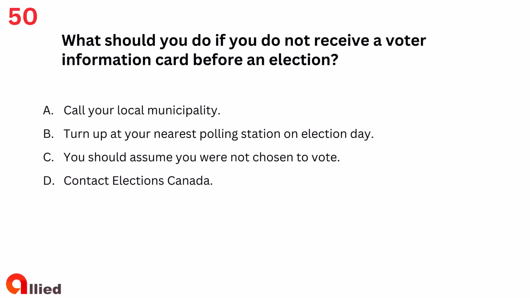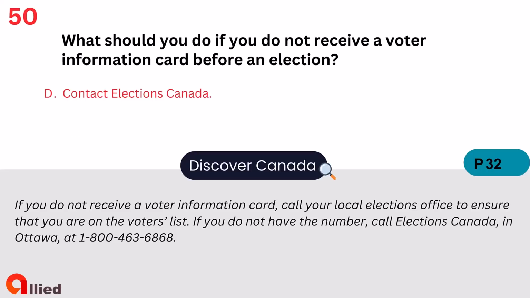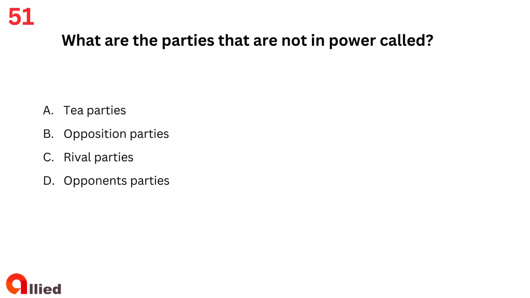Question 50. What should you do if you do not receive a voter information card before an election? A. Call your local municipality. B. Turn up at your nearest polling station on election day. C. You should assume you were not chosen to vote. D. Contact Elections Canada. The answer is D. Contact Elections Canada.